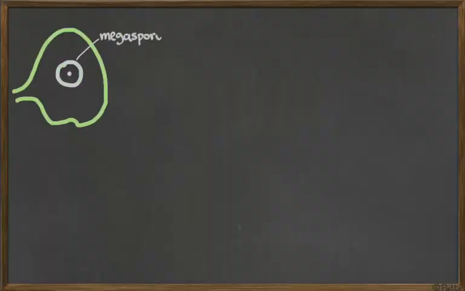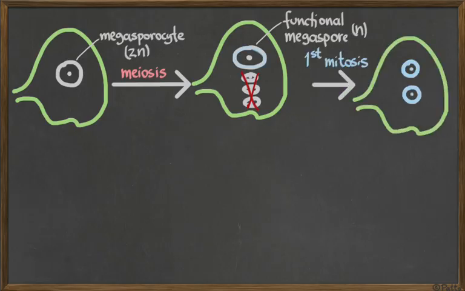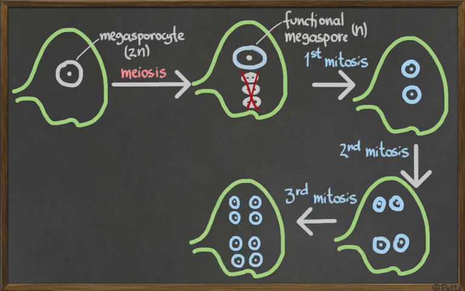So let's take a look on that. So that's the megasporocyte, the cell that gives rise to the megaspore. It's going to be suffering meiosis. It's going to be making 4 cells. One of them is called functional megaspore, which is already haploid, having suffered meiosis. 3 of them are going to degenerate. So we have 1 mitosis, makes 2 cells. 2 mitoses, 4 cells. 3rd mitosis, we end up having 8 cells.